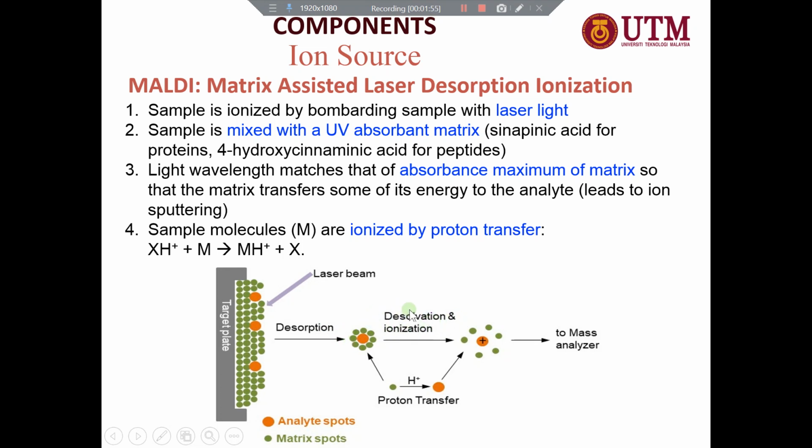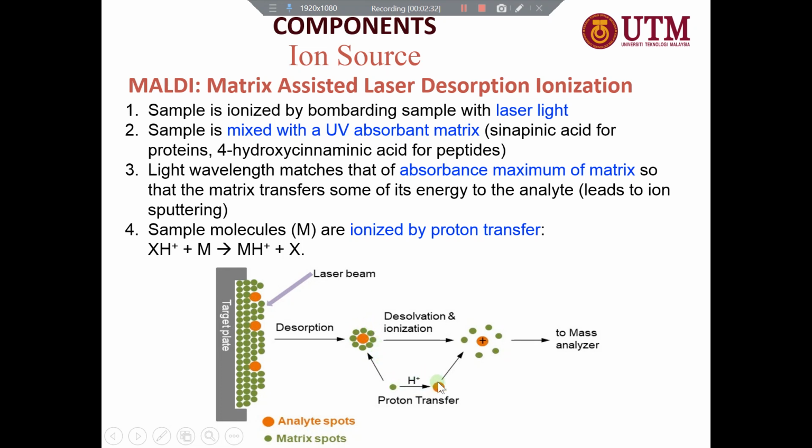Dissolution is where we want to remove the solvent, of course, with the nitrogen gas drying process as well. But at the same time, from the UV absorber matrix, another process will happen, which we call proton transfer. Proton transfer is the transfer of H+ from the UV absorber matrix to the analyte of interest.